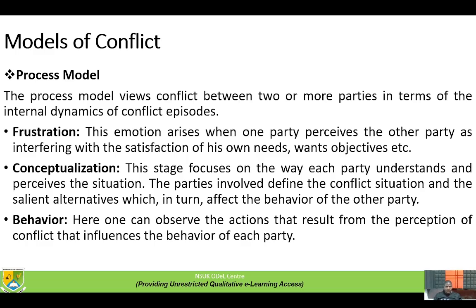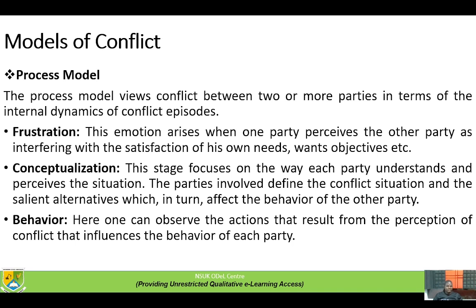It could actually lead to affecting the behavior of the party that is involved. Because if, for example, you are about to pursue a particular course with somebody and you feel the person is not trying to understand what you are trying to do, it can cause conflict. So then the next thing, behavior.